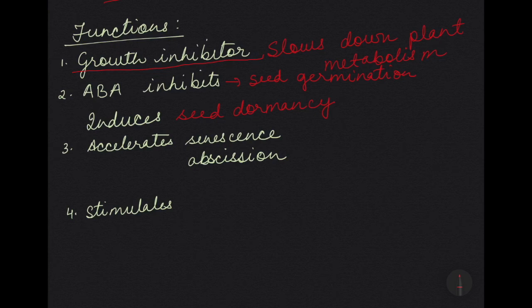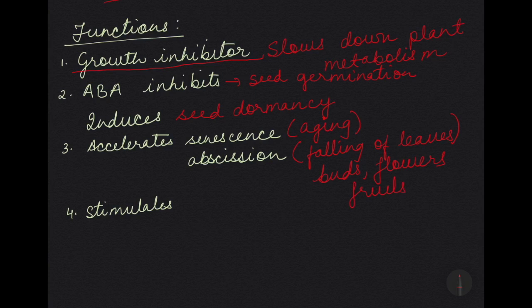Okay, so next, it accelerates senescence, that is aging. Senescence means it makes the plant become older, it ages the plant. And it also accelerates abscission. Abscission means falling of leaves. Please remember these terms, children. Not only leaves, but buds, flowers, fruits. So abscission means falling of leaves, buds, flowers, and fruits.